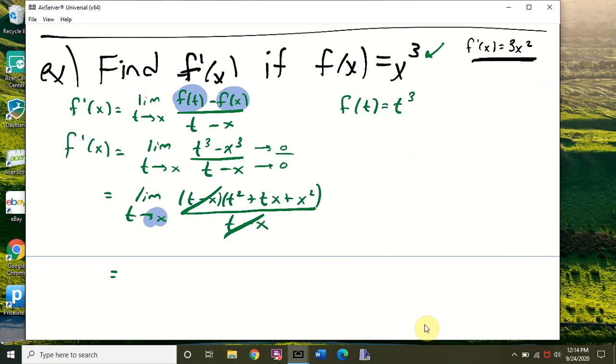Well, that's going to be an x squared. In the middle, we're going to have x times x, which is another x squared. And at the end, we just have an x squared. That's not dependent on what t does. And so if we add it all up, we're going to have x squared plus x squared plus x squared, which is indeed 3x squared, as we imagined.